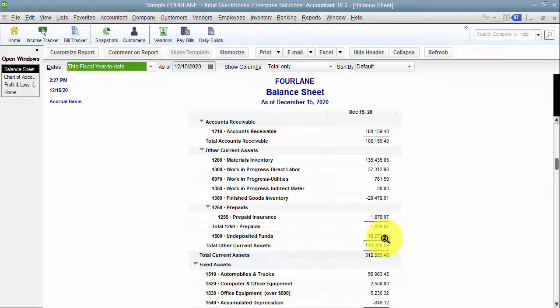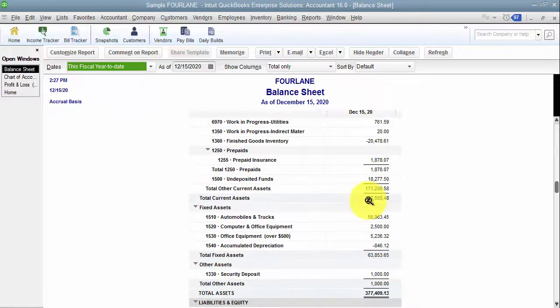We also have undeposited funds in here, which shows up on your balance sheet. So these are checks or payments that we've received that we haven't put into the bank yet. Again, a current asset.